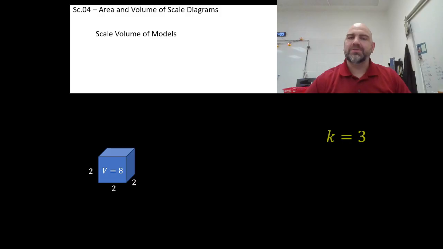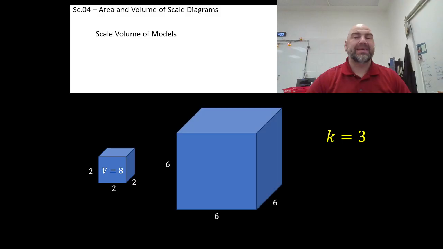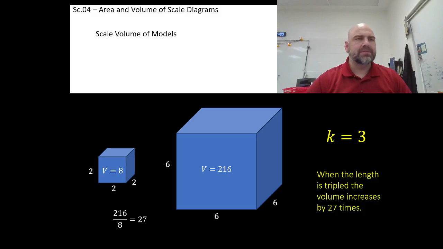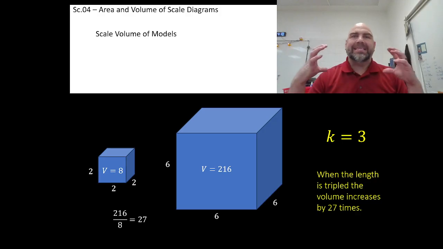Let's try another one. Let's use a k value or a scale factor of 3. So now instead of a 4 by 4 by 4 cube, we have a 6 by 6 by 6 cube. It's 3 times bigger than the 2. This has a volume of 216. Do the same division here: 216 divided by 8 is equal to 27. So when the length is tripled, scale factor of 3, the volume is increased by 27. That's a much bigger number. It's getting bigger very quickly. How are they related?